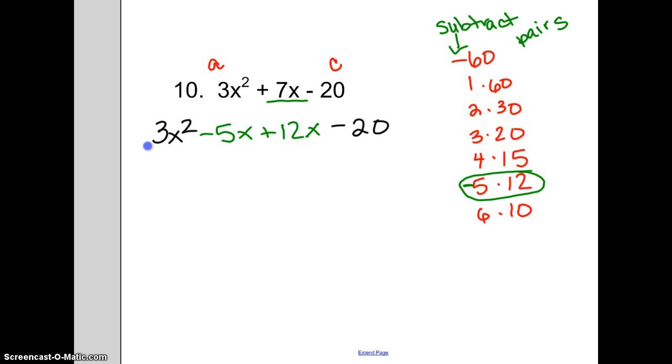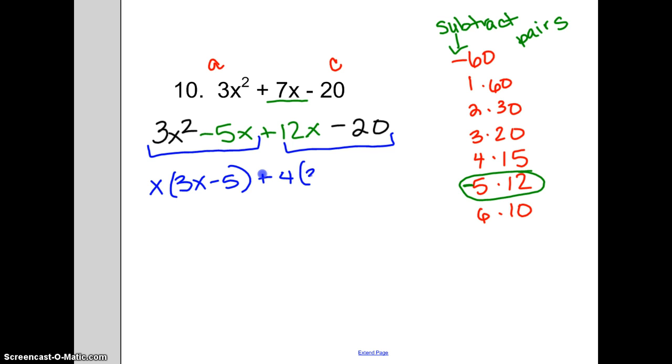At this point, we can factor by grouping. Take out an x, which leaves you 3x minus 5. Take out a 4, which leaves you 3x minus 5. And then take out the 3x minus 5.